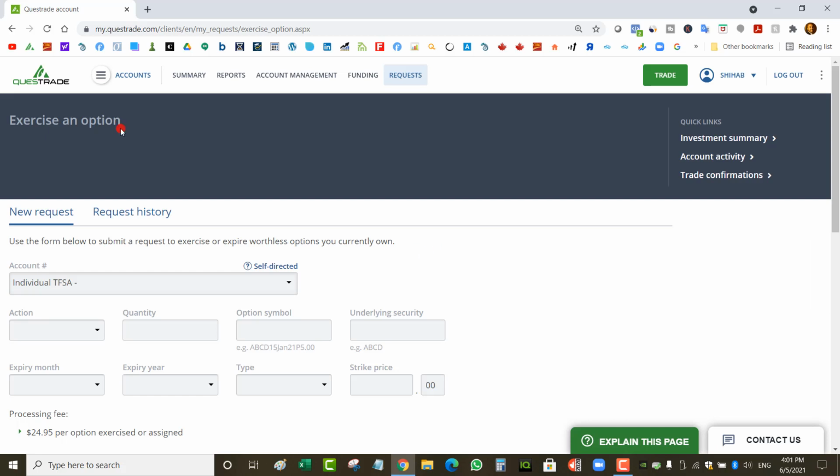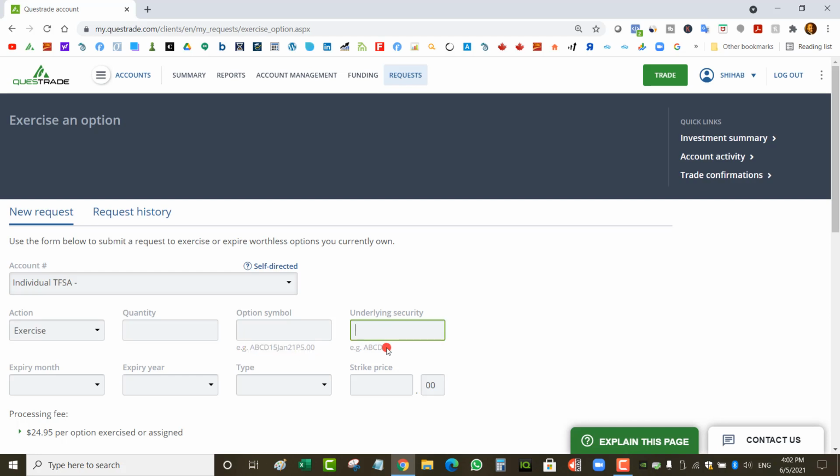All right, so once you click on exercise an option, you choose your account over here, the account number where the option is sitting. And then you're going to choose the action here if you're exercising or expire worthless. So if you're exercising an option, you're going to click exercise. And then you're going to choose the quantity. So how many options do you have? 1, 2, 3. And then you're going to enter the option symbol, which they have an example at the bottom here. Usually you'll find this next to your option.